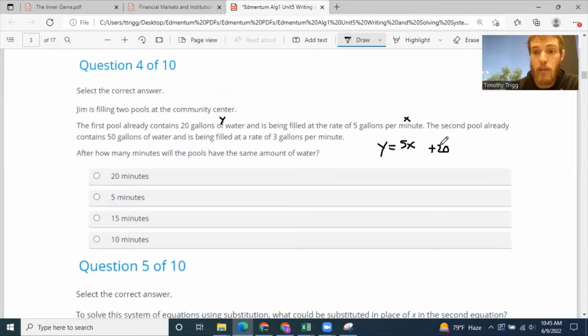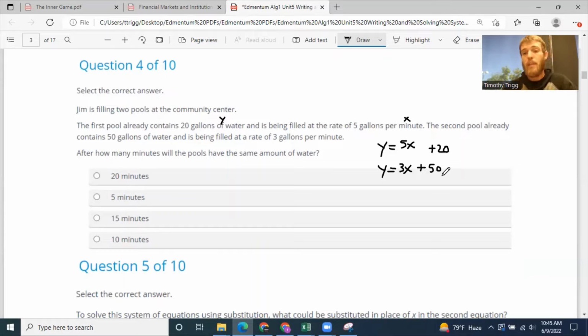Okay, so that's our first equation. Let's go ahead and figure out the second equation in the system. The second pool already contains 50 gallons, okay, and is being filled at a rate of 3 gallons per minute. So this second equation would be y equals, here we're filling up at 3 gallons per minute, and the starting amount of gallons is 50. Okay, great. We have our system of equations.